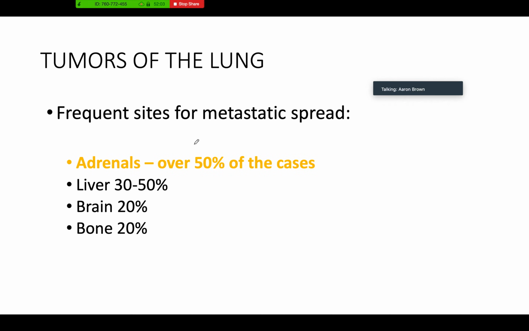So tumors of the lung, a lot of these lung tumors will metastasize to the adrenal glands. If it's not going to the adrenals, think liver. If not there, think brain or bone. That's where lung tumors go: adrenal glands, liver, brain, and bone.